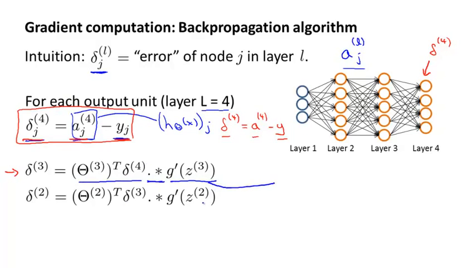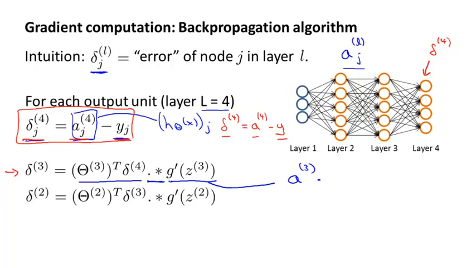This term g prime of z3, that formally is actually the derivative of the activation function g evaluated at the input values given by z3. If you know calculus, you can try to work it out yourself and see if you can simplify it to the same answer that I get. But I'll just tell you pragmatically what that means.